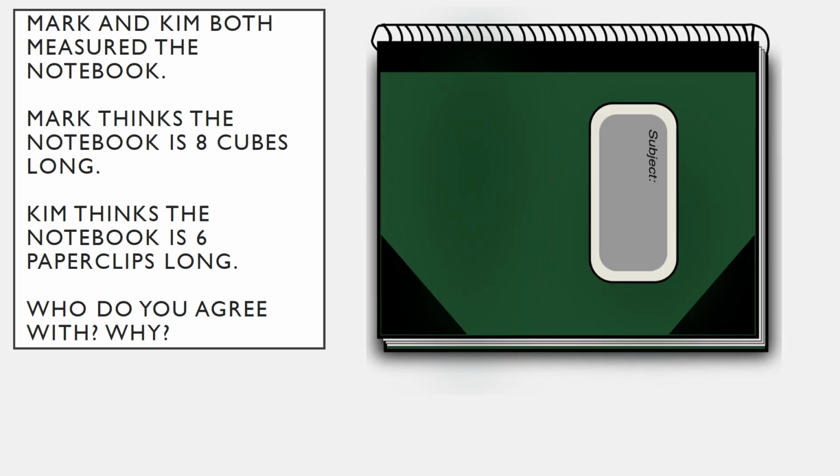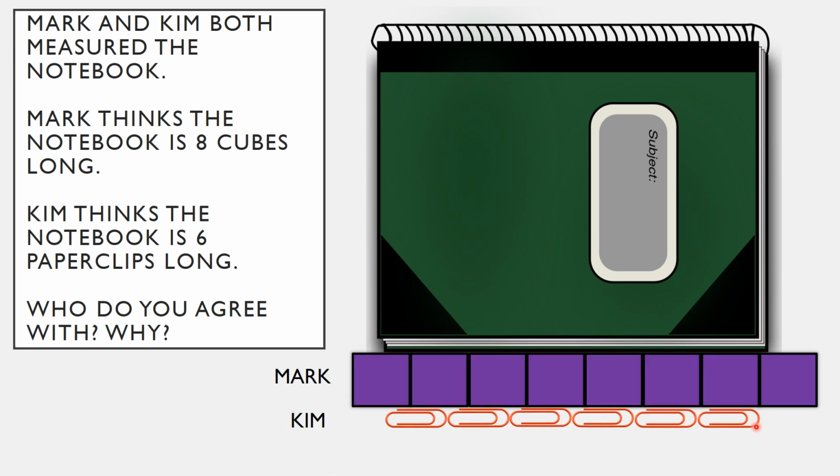Here's the notebook. So far, I can see that the measurement will have Mark's measurement on the top and Kim's measurement on the bottom. Let's take a look at each measurement. We can see that Mark used 1, 2, 3, 4, 5, 6, 7, 8 cubes, and Kim used 1, 2, 3, 4, 5, 6 paper clips. Go ahead and pause the video. Decide who you agree with and why, then come back to figure out the answer.